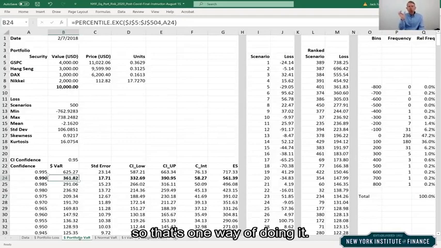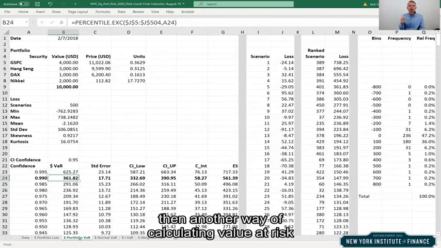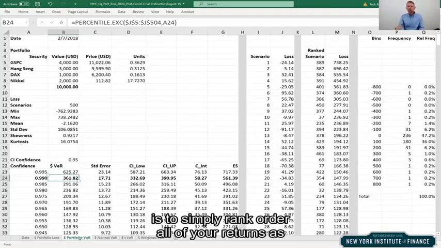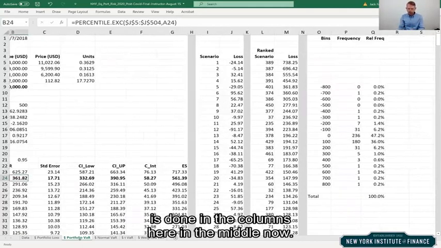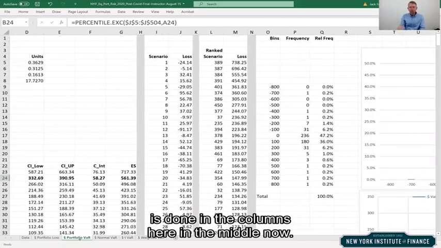So that's one way of doing it. But if you don't want to use percentile.exe, then another way of calculating value at risk is to simply rank order all of your returns, as is done in the columns here in the middle now.